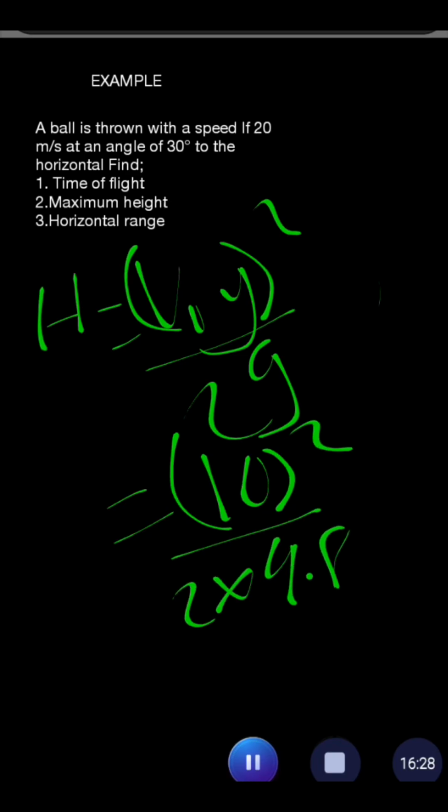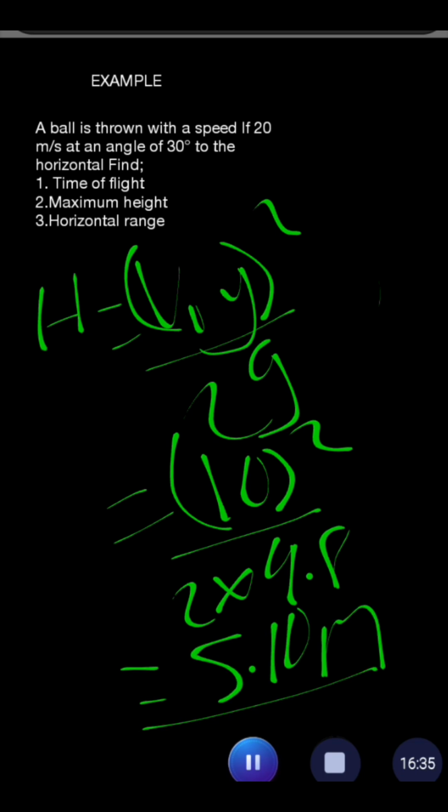Which means the range of this object in the vertical, the height this object will go, is 5.1 meters in the vertical direction. So that's the maximum height. Now, what about the range? How do we find the range?